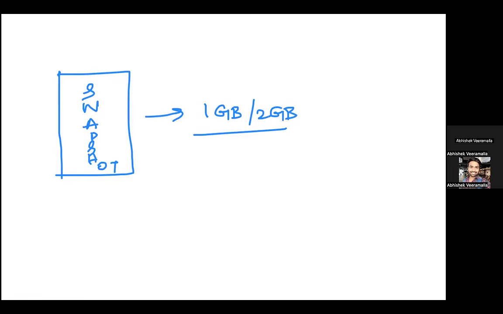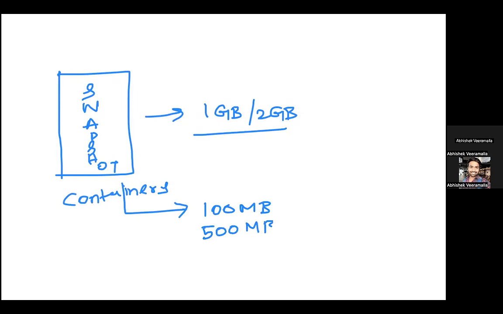Whereas with a container, it depends on the type of container again, but with a container you might see this falling into MBs, like it can be 100 MB. Okay, if your application has a lot of dependencies, it might go up to like 500 MB, or it depends on how you are using the base image.